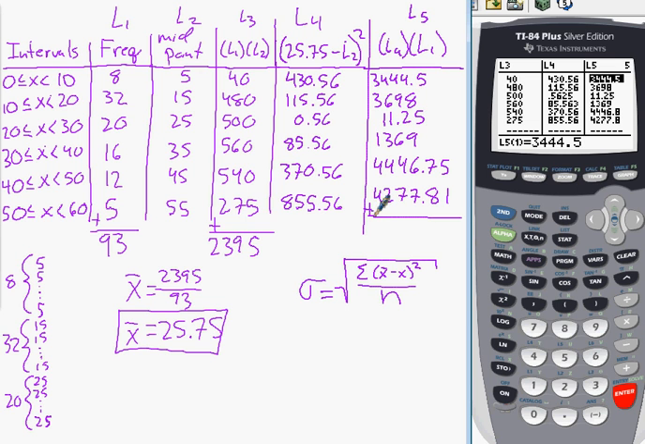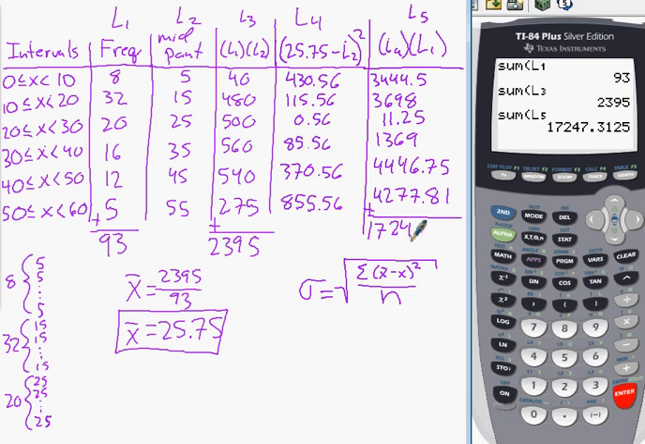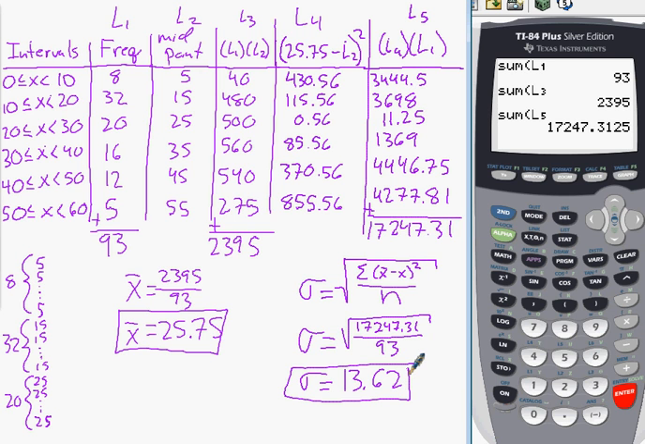Now what we need to do is sum L5, which we can do quickly with our sum function. And that gets us 17247.31, this number is the sum of all the squared deviations. So we can put that number in our standard deviation formula. There are 93 of them, and this would be 13.62 for our standard deviation.